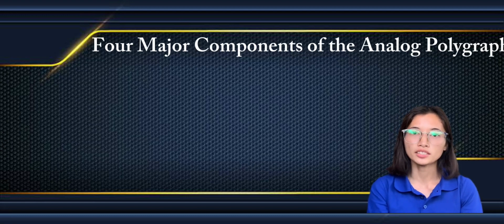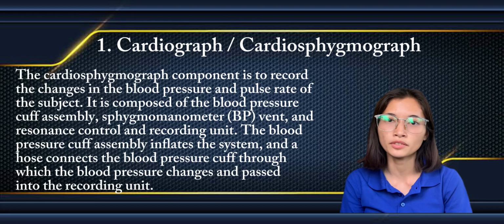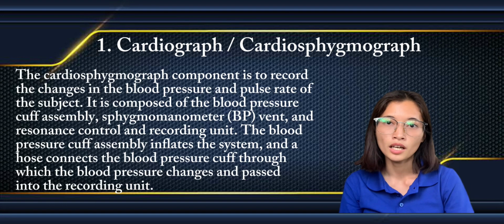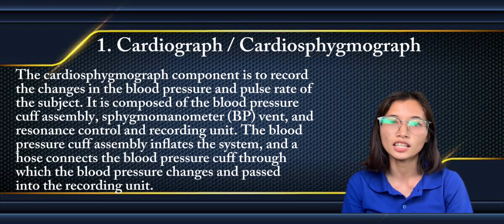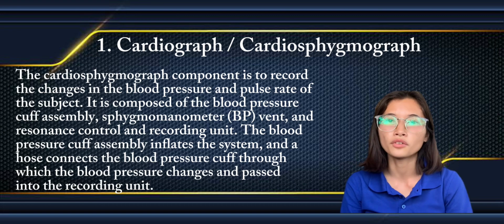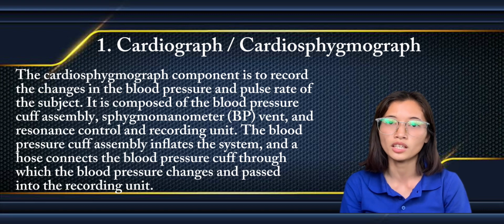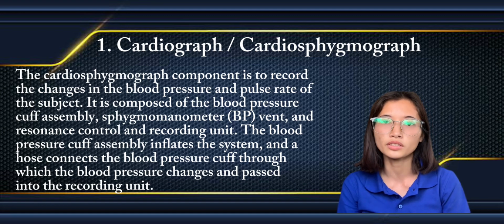Four major components of the analog polygraph: cardiograph or cardiosphygmograph. The cardiosphygmograph component is to record the changes in the blood pressure and pulse rate of the subject. It is composed of the blood pressure cuff assembly, a sphygmomanometer, vent and resonance control, and recording unit. The blood pressure cuff assembly inflates the system and connects the blood pressure cuff, through which the blood pressure changes pass into the recording unit.